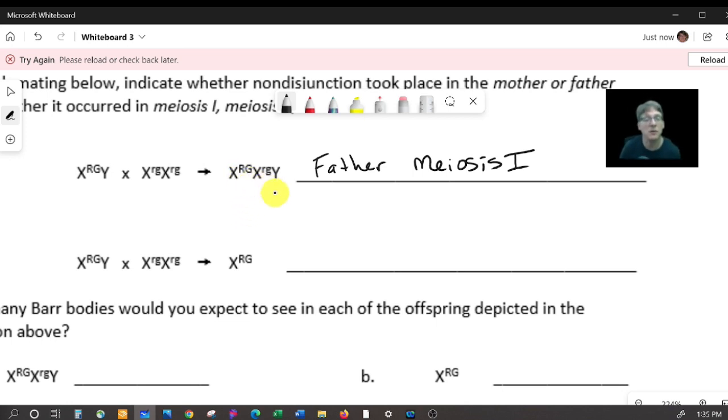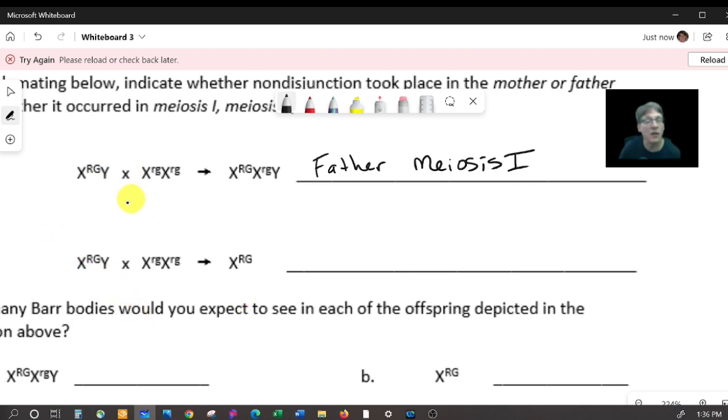Okay, so if this was an individual that was X little rg, X little rg, well, then we would say it was meiosis 2 in the mother, because we would know that the little rg's only could have come from the mother, and the fact that they're identical to each other tells us that it happened in meiosis 2.